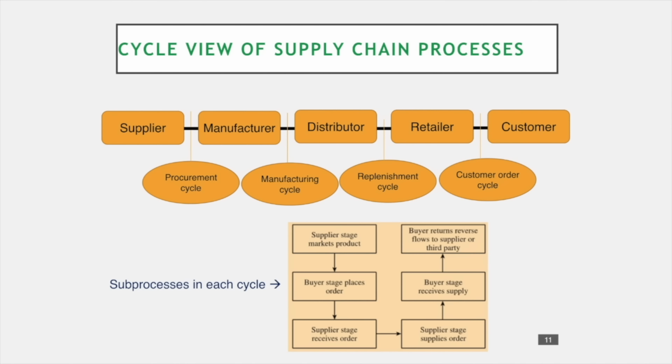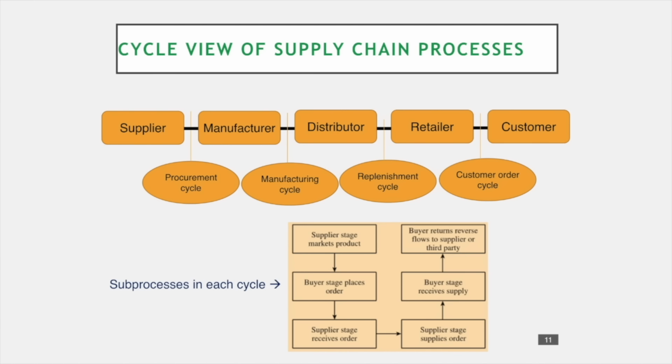Between the customer and retailer stage, we have the customer order cycle. Between distributor and retailer, we have the replenishment cycle, and so on. Each cycle occurs between two successive stages of the supply chain. Also note that not every supply chain will have all the cycles that we see here. As an example, Dell bypasses the distributor and retailer and sends servers directly from manufacturing to customers.